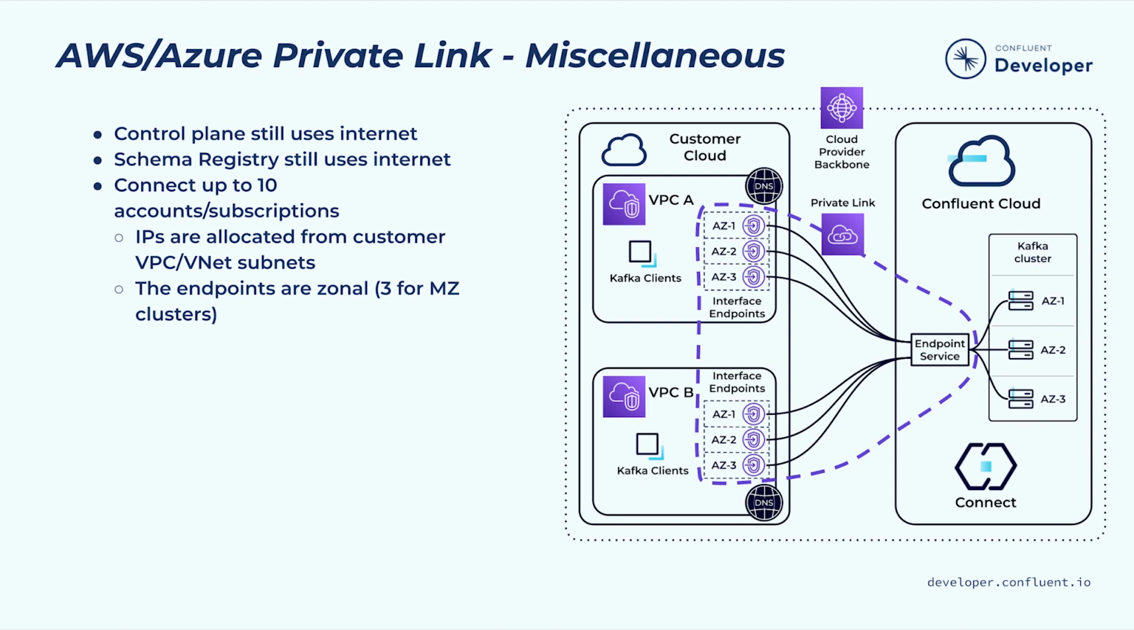The private link endpoint will consume an IP address from each of these subnets. In AWS regions with more than 3 AZs, you'll have the ability to specify which AZs the Confluent network resides in.